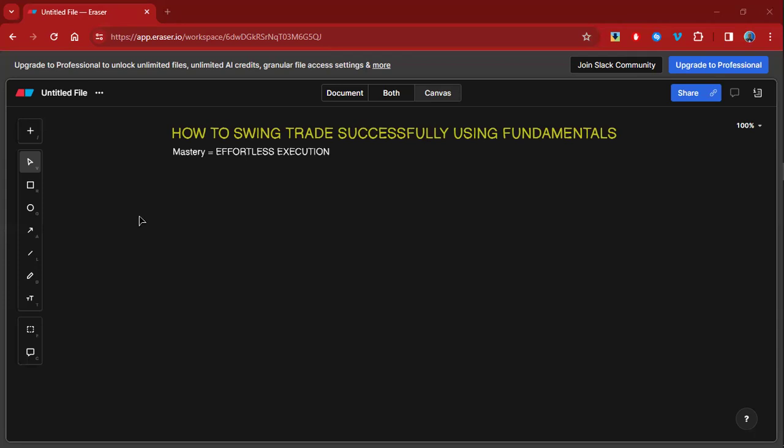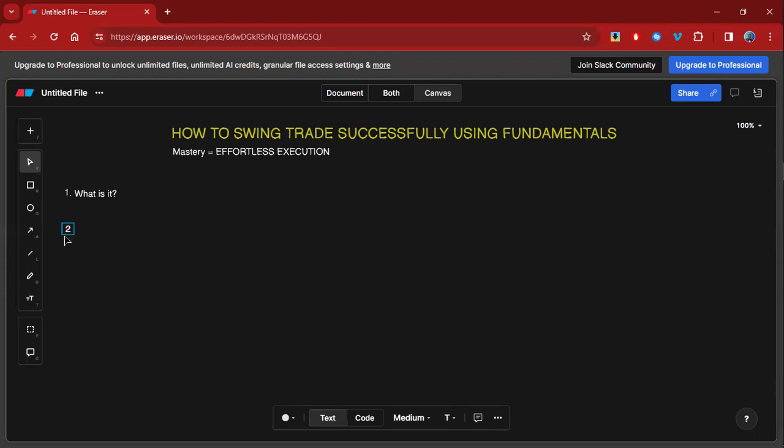So the first framework that we apply is answering three questions. This is the first thing that we need to do. We need to answer three questions. The first question is, what is it, right? I know they might not make sense right now, but trust me, they will in a short period of time once I explain them deeper.